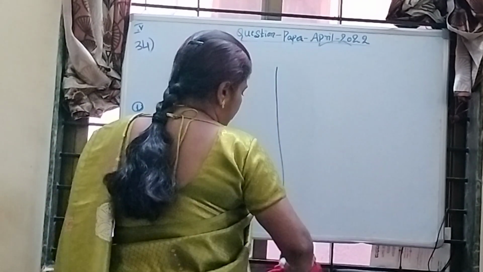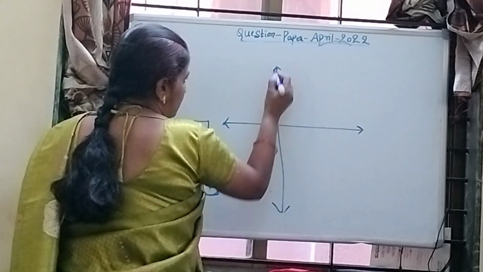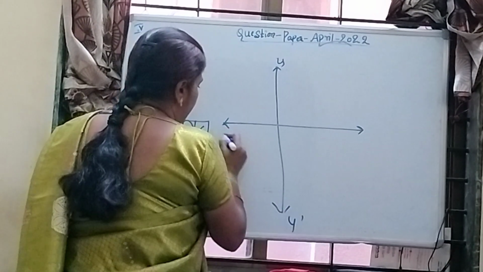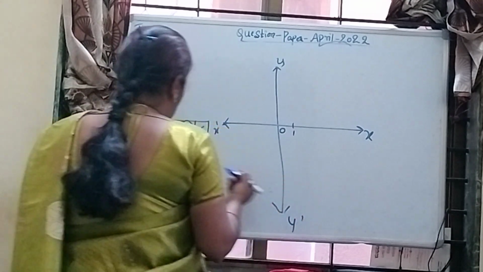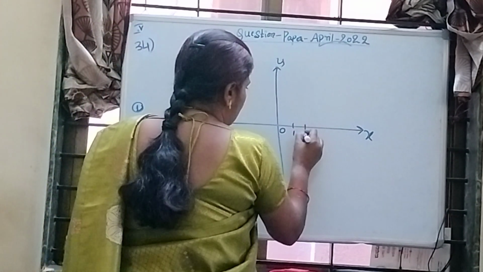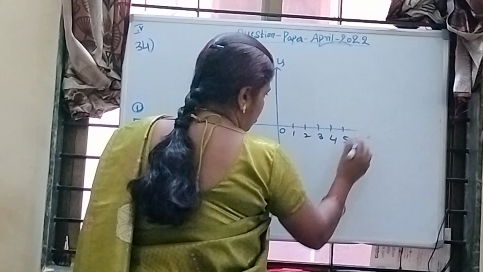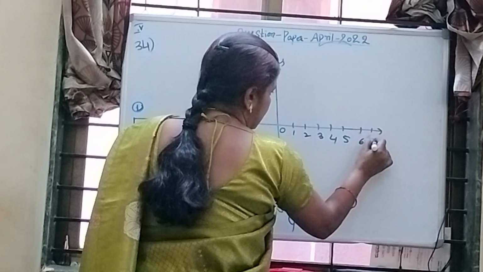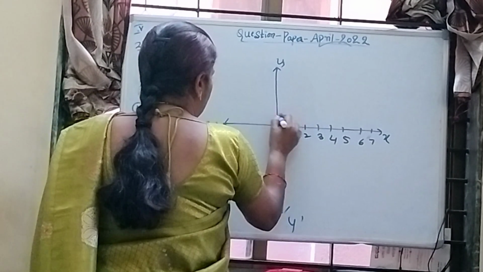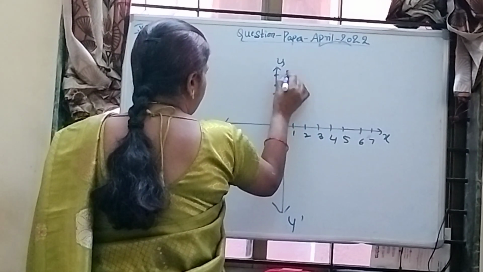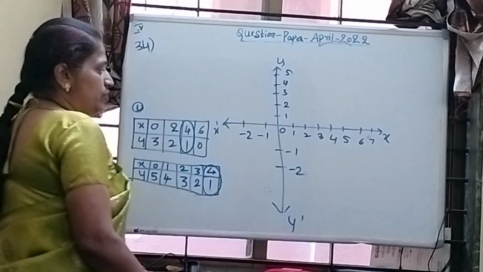For the table you may get 2 marks, and when you draw the graph you will get completely 4 marks. This is y, y dash, x dash, 0, x. These are positive numbers, so the maximum is up to 6. X is 2, 3, 4, 5, so you can draw it up to 6, 7. This is x. And in the y, the maximum is 5. There are no negative values; you can just mention -1, -2, that is enough.